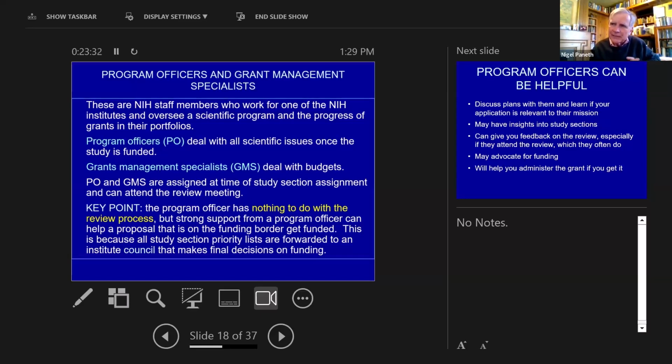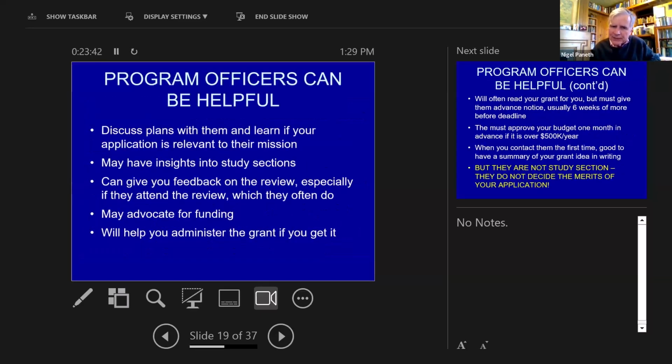What they can do is they can help you learn about the process. They can help you learn what the priorities of the institute are, but they have nothing to do with the actual study section review. You can discuss plans with them, make sure it's relevant to their mission. They may have insights into study sections. They often can give you feedback on the review if you've had a difficult review, especially if they attended, which they sometimes do. They can call you and say, listen, they loved it except for the statistical part. They can advocate for funding, not for the score, and they'll help you administer the grant if you get it.